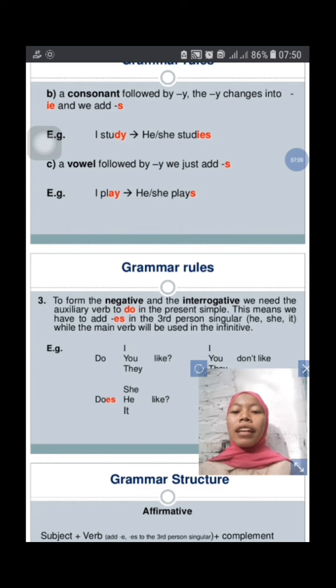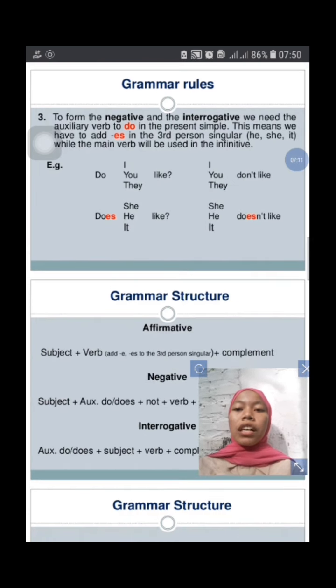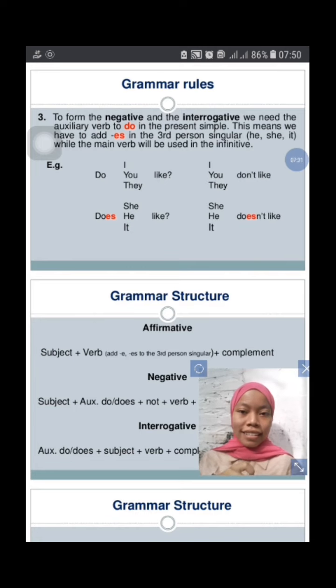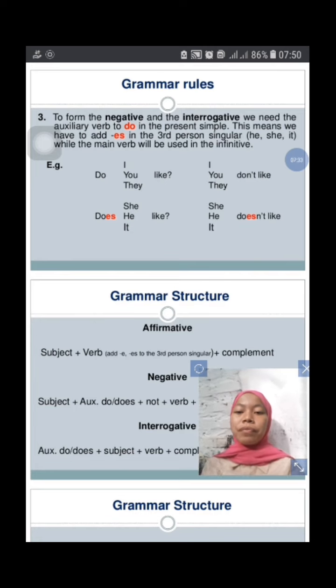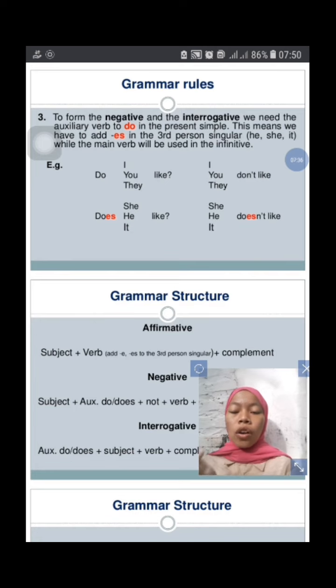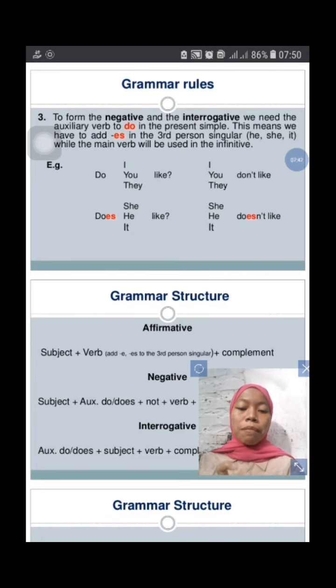Okay, and next, grammar rules. To form the negative and interrogative, we need the auxiliary verb do in the present simple. This means we have to add es in the third person singular. Like he, she, or it, we add es and it becomes does. Do you know that? So do is for I, you, they, but does is for he, she, it, the third person singular.